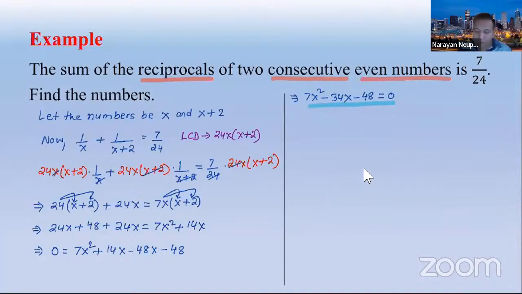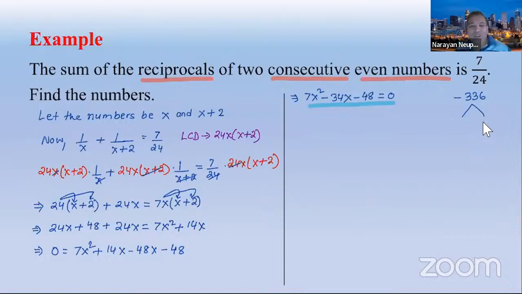As I said, I'm going to solve this by factoring. What we do in factoring, if you remember, is multiply the first and the last term in the equation. So it will be 7 times negative 48. You can also use your calculator if you want. 7 times negative 48 is negative 336. Make sure you check it, because I'm just using my head to multiply.